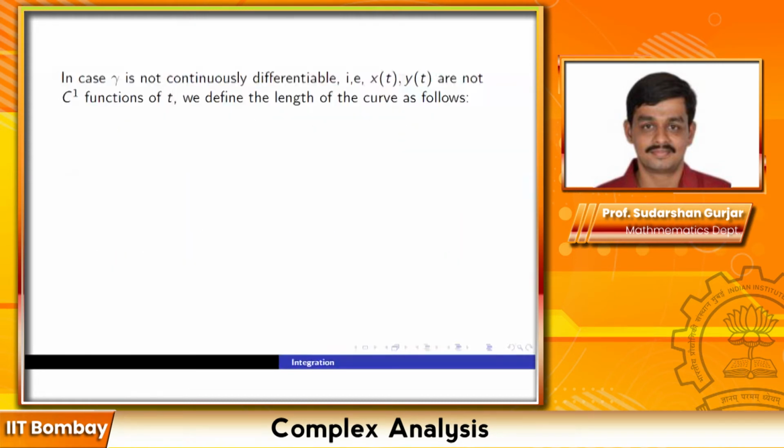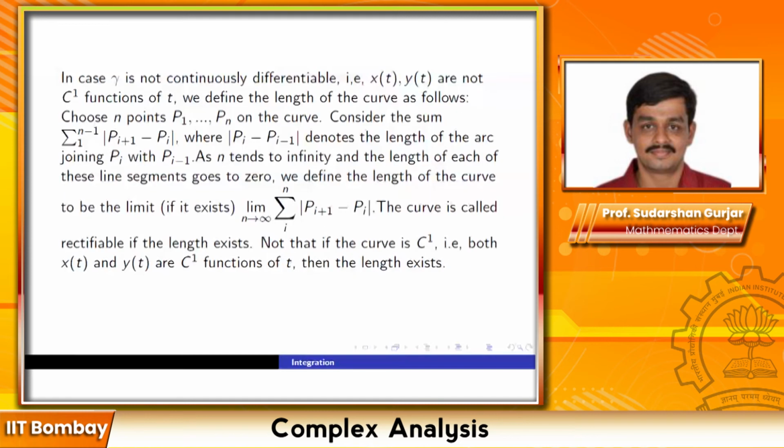I forgot to introduce this word, rectifiable, here perhaps. If the limit of the summation of |p_{i+1} - p_i| exists, the curve is called rectifiable. Look at the second last line. Rectifiable basically means you can talk of the length of the curve. There are curves which are not rectifiable and have infinite arc length. There are such curves which we won't talk about.